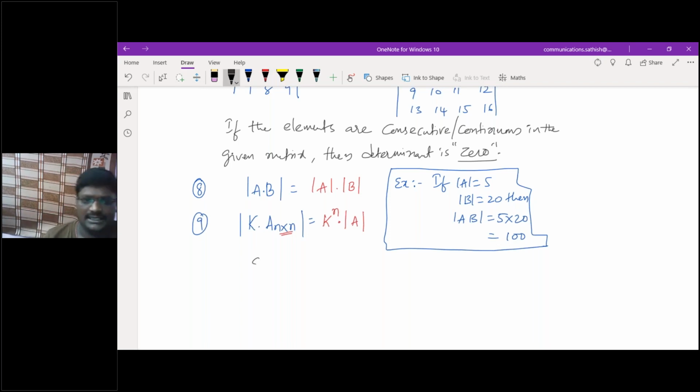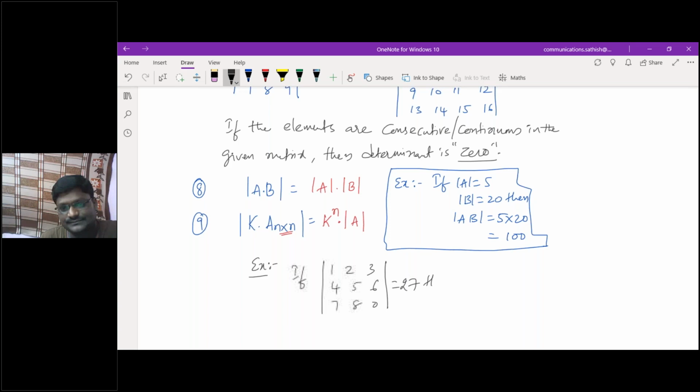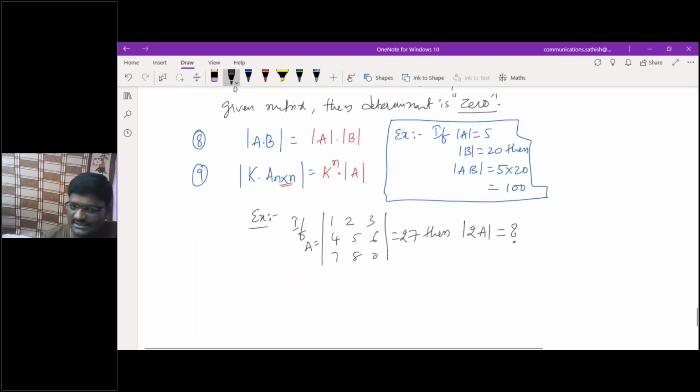See, if I take an example, if A is the matrix with rows 1, 2, 3, 4, 5, 6, 7, 8, 0, and its determinant is 27, then mod A is 27. Then the determinant of 2 into mod A: if they ask you like this, what do you have to do? If the determinant of A is 27, then what is the determinant of 2A? How will you do it?